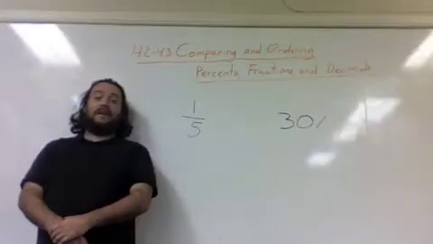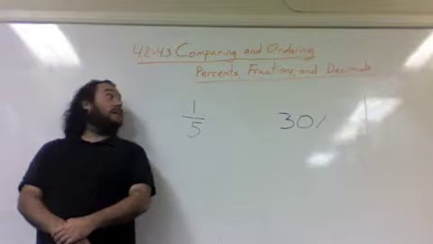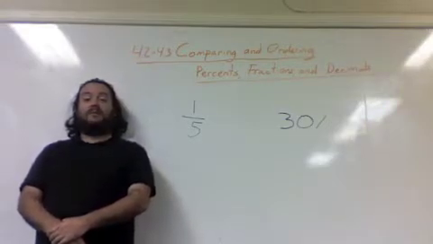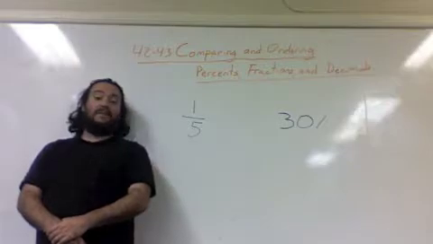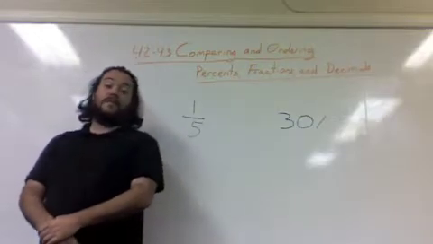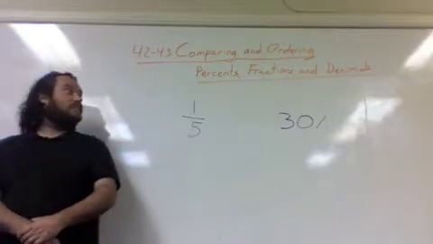Today's lesson is a combination of Chapter 4, Lesson 2 and Chapter 4, Lesson 3, comparing and ordering percents, fractions, and decimals. Now, I'm hoping a lot of this is going to be reviewed. If it's not, we may have to go back and do this a little bit slower. But hopefully you've seen all of this before. Some of it we've already covered in class.